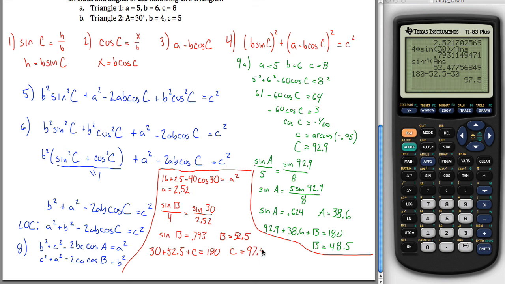Wow, that was a lot of work. But you're finally done. We've solved all angles and all sides of both triangles for 9A and 9B. I should label it, this is 9B in here. So that's finally the end of this perfect problem.